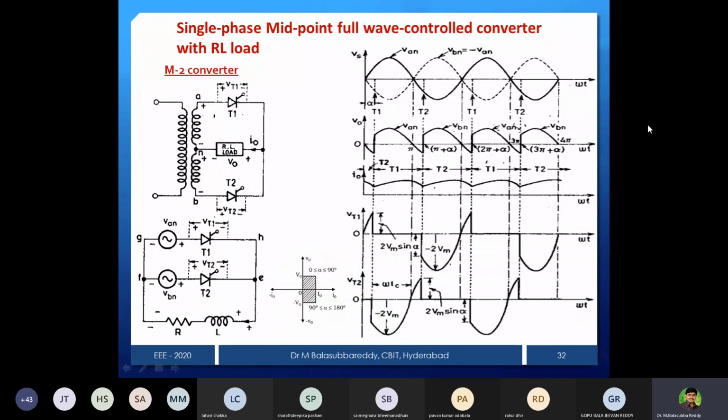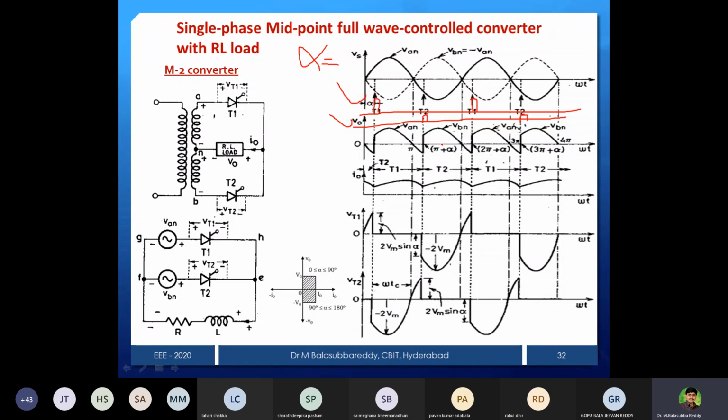You can see clearly it is a continuous mode of operation, and alpha is given as less than 90 degrees. Wherever I place alpha, you can see this portion; this is the alpha instant. You can draw the lines also. This is the pulse for T1, and again this is a pulse for T1. In the negative half cycle, here is the pulse for T2. So I mentioned firing pulses for T1, and this one is for T2.